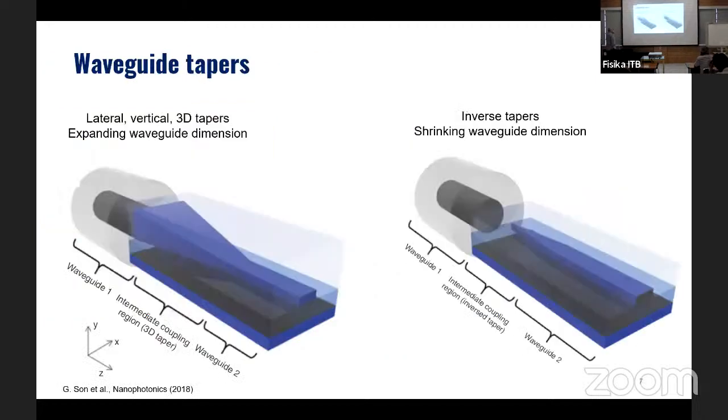Okay, side coupling, right? We already agreed that there is a mismatch between the waveguide mode and the fiber mode. So you have to do something about it. And this is called tapering, right? So the idea of a taper is to adiabatically transfer the waveguide mode into a mode at the side of the chip that fits the fiber mode better. That's the idea of tapering, right?